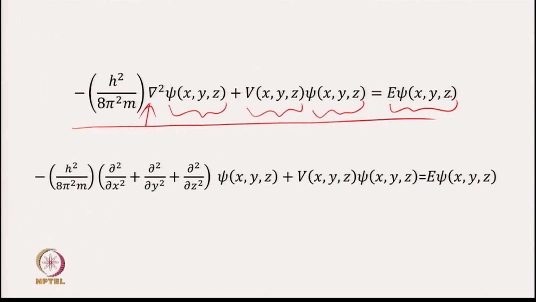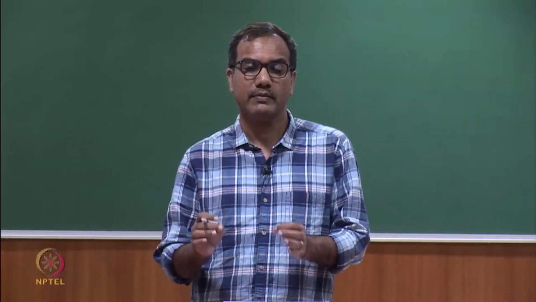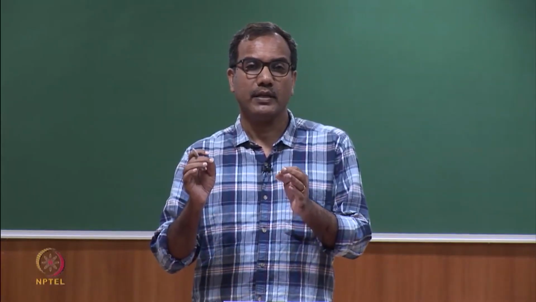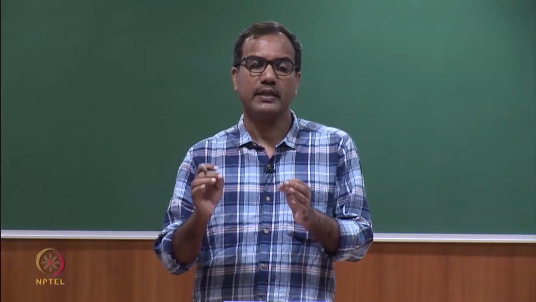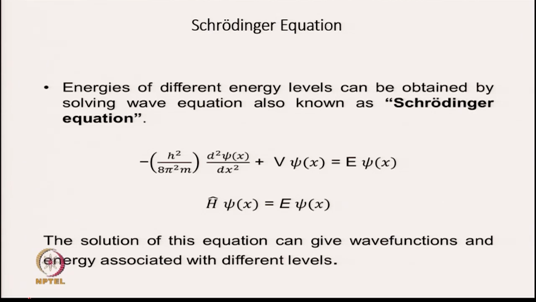So, Schrodinger utilized the concept given by de Broglie to derive an equation which can tell you about the trajectory of the electron. The good thing about this equation is, if you solve it, you can get the wave function and the energy associated with the different quantized energy levels.